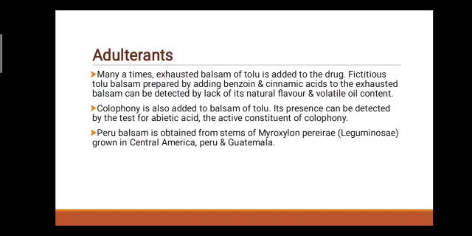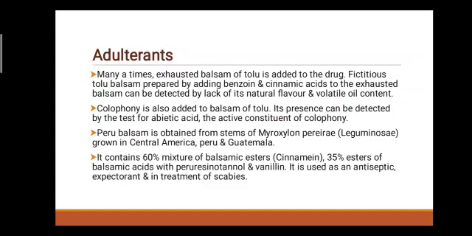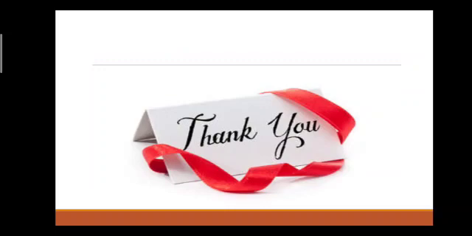Peru balsam is obtained from stems of Myroxylon pereirae, that is family Leguminosae, grown in Central America, Peru, and Guatemala. It contains 60% mixture of balsamic esters, that is cinnamein, 35% esters of balsamic acids with peruresinotannol and vanillin. It is used as an antiseptic, expectorant, and in treatment of scabies. Thank you.